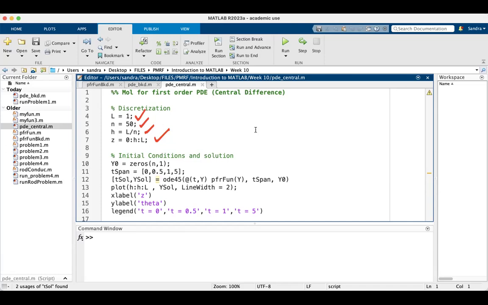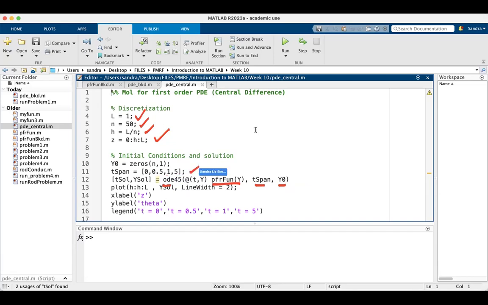Now I need to give the initial condition. So what does an ODE solver require? It requires an ODE function, it requires a t-span, and it requires an initial value. T-span, as I said earlier, I'm only interested in what the question has asked me to do. So that is 0, 0.5, 1, and 5. Okay, whatever is given to me in the question. So that is my t-span.